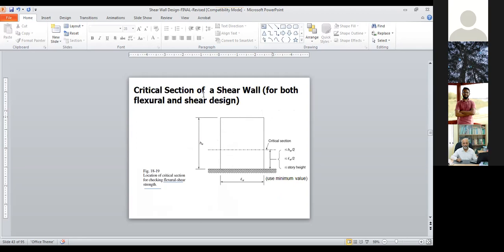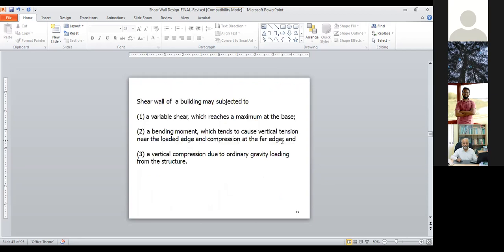Critical section of a shear wall for both flexural and shear design. Normally, we consider the critical section, that is, the height of the wall divided by 2, the length of the wall divided by 2, and the story height. But we need to use the minimum value for moment and shear, something like this. This is the critical section. I think we'll have one problem and we'll discuss it during the solution.